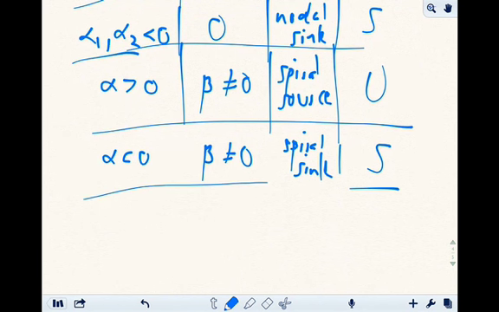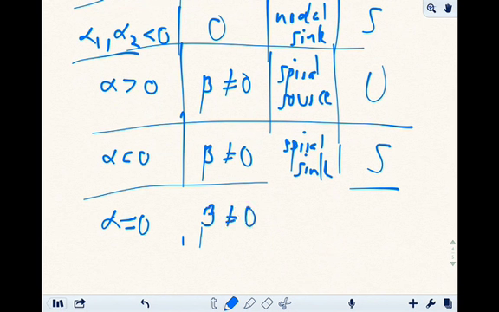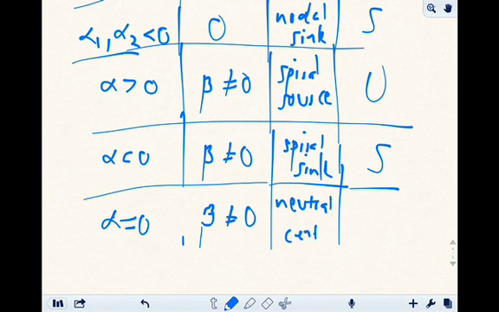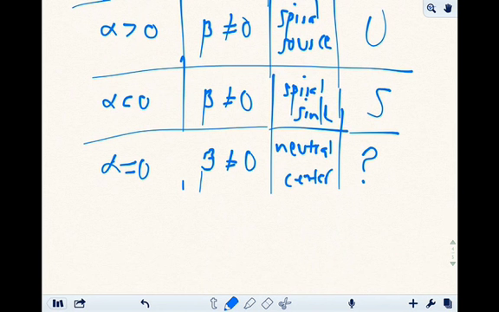And then we had alpha equals 0, beta not 0. So no real part, only imaginary, purely imaginary eigenvalues. And this was that neutral center. Which I'll put a question mark. I'm not sure. That depends on what we're looking at, how we're going to define that.